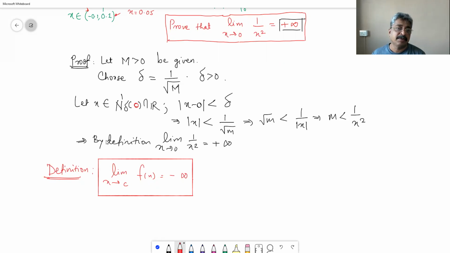Now you create the definition for minus infinity. I give you a couple of minutes. What we need to do while writing the definition of this is that you keep this statement the same.